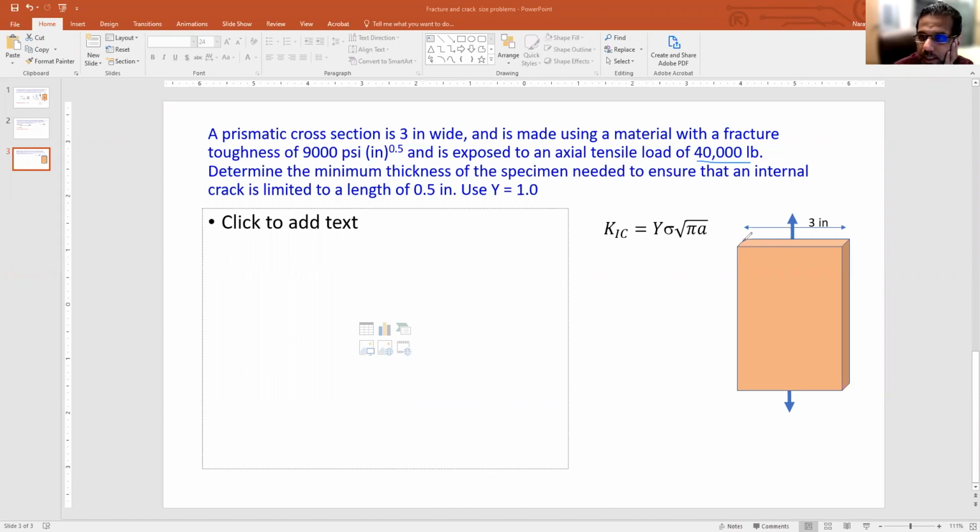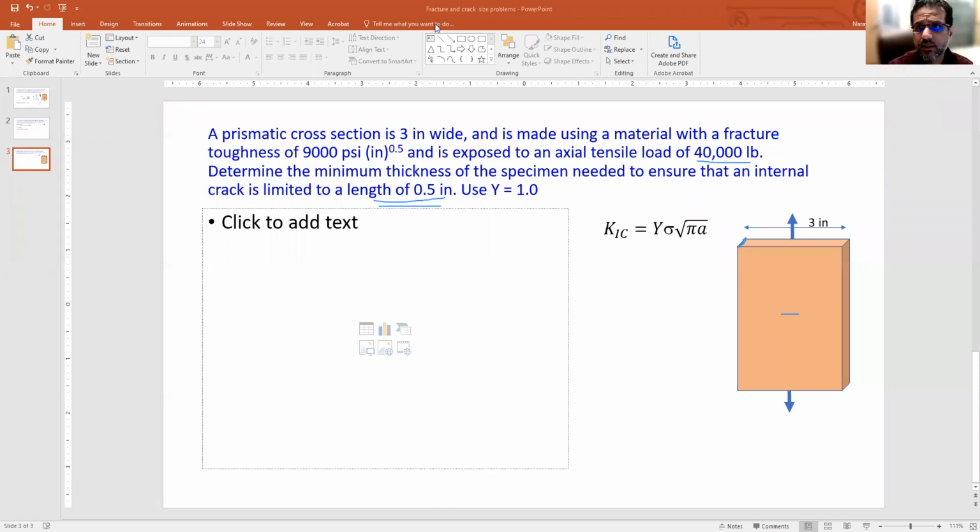So what you need is the thickness of the specimen needed to control the crack to a length of 0.5 inches. The crack cannot be more than 0.5 inches, an internal crack. If a crack like that forms here, it should not be more than 0.5 inches. What should be the thickness of the plate?